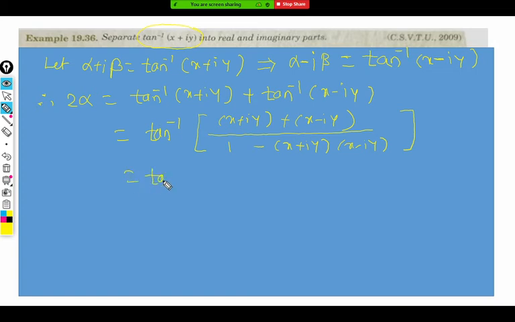This is tan inverse of, obviously, minus iy plus iy gets cancelled. We get 2x divided by 1 minus, yes, this is x plus iy into x minus iy. This is x square plus y square? Yes, sir, absolutely, it is that.